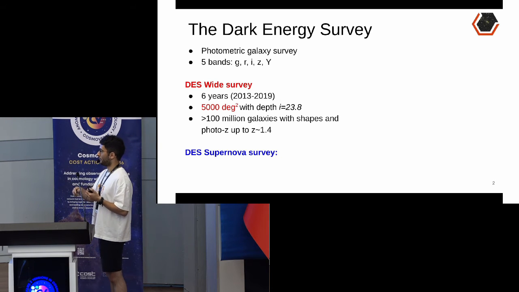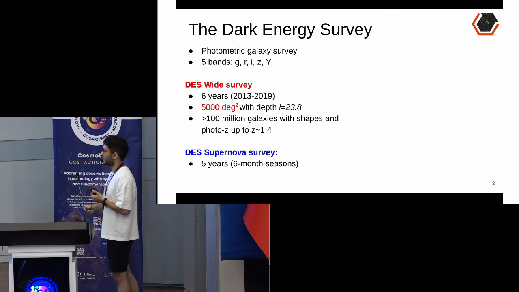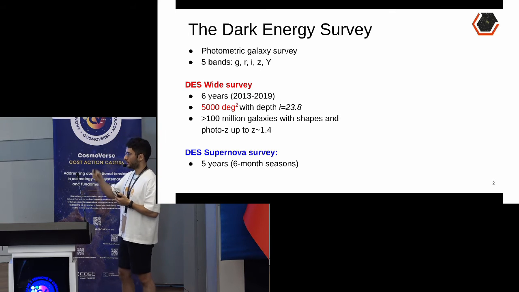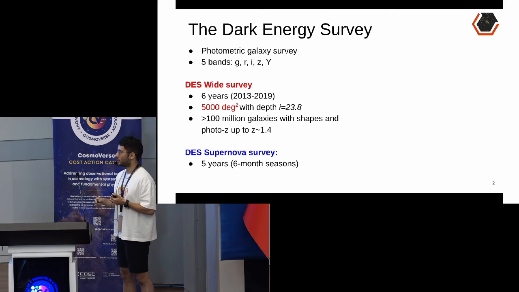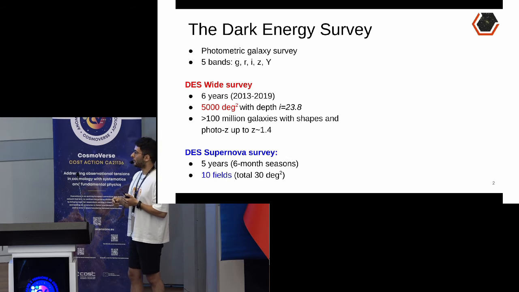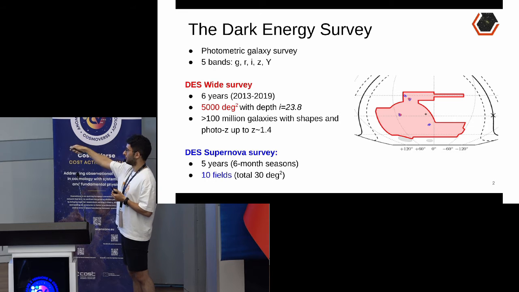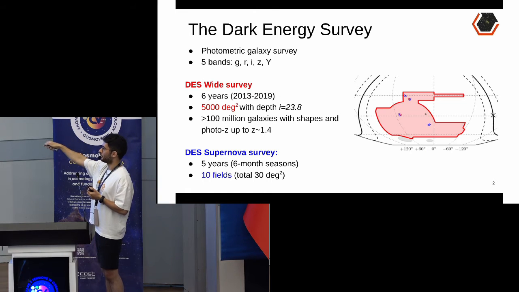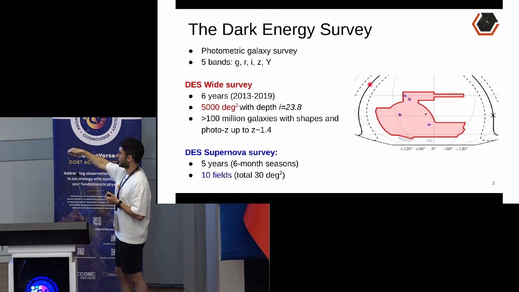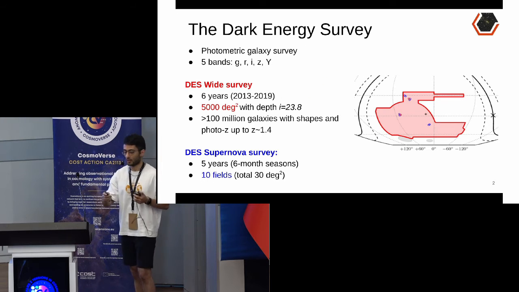On the other hand, we have the supernova survey, which, instead of 6 years, was 5 years with 6-month seasons. And we had 10 supernova fields with a total of 30 square degrees. Here you can see the footprint of the Dark Energy Survey. The white field is the wide survey. And then the supernova fields are the 10 small points here. And this is the galactic plane, so the entirety of the DES footprint is in the south galactic cap.